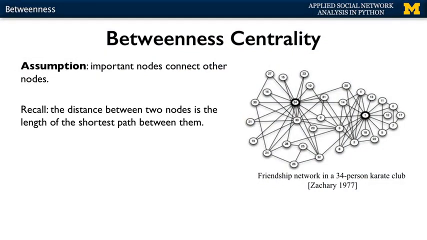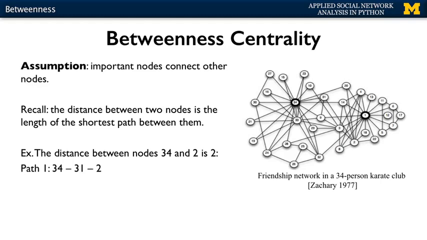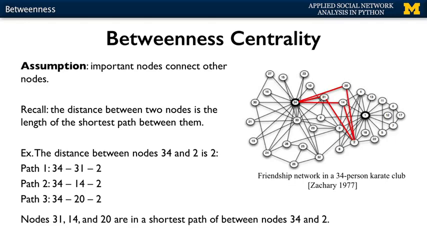Recall that the distance between two nodes is the length of the shortest path between them. So for example, in this network, nodes 34 and 2 have a distance of 2 because there are multiple ways of getting from node 34 to 2 in 2 steps. For example, we can take the path 34, 31, and 2. We can take the path 34, 14, 2. Or we can take the path 34, 20, and 2. Notice that nodes 31, 14, and 20 are in the shortest paths between node 34 and 2.